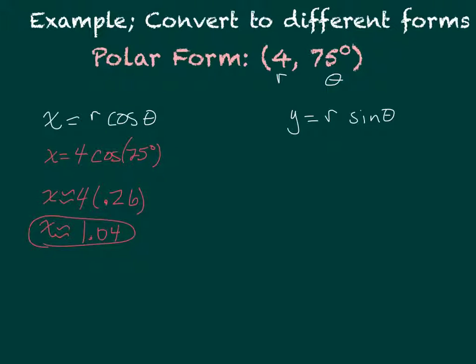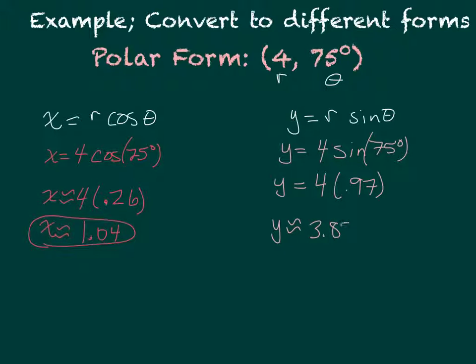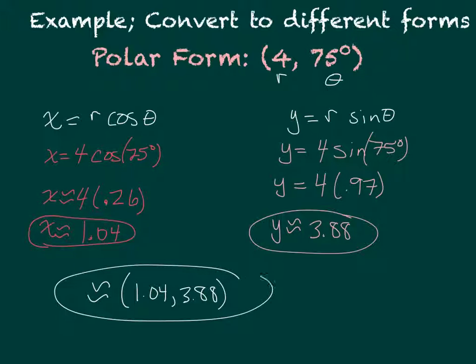And now we need to go and find our y. So y is equal to 4 times the sine of 75 degrees. So that would be y is approximately equal to 4 times 0.97. And then if we multiply there, we see that y is approximately equal to 3.88. So when we put those together, our approximation for our rectangular form would be (1.04, 3.88). And that would be your final answer.